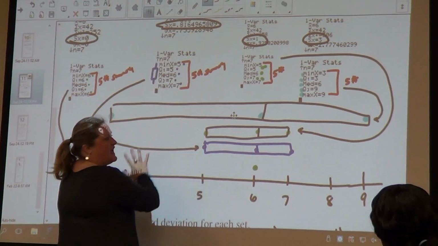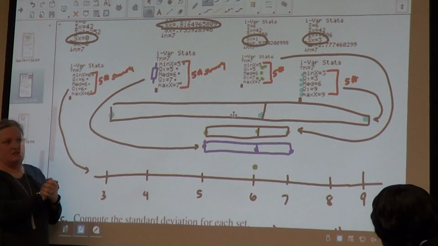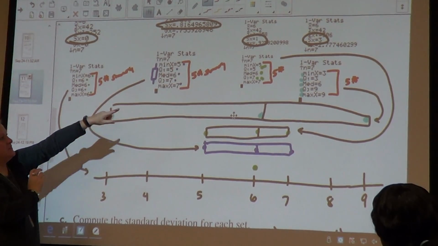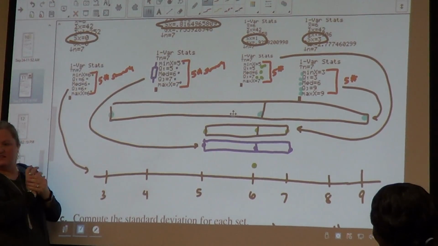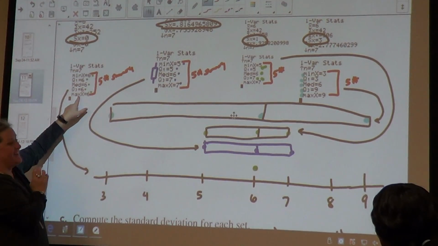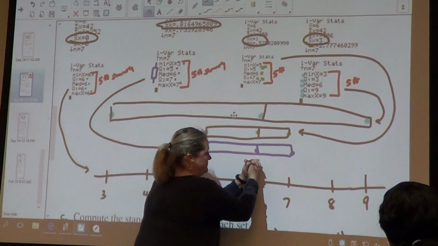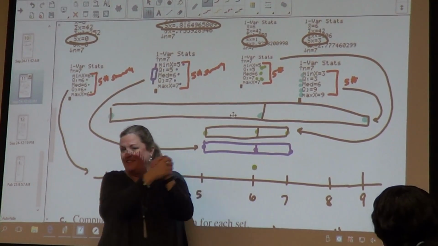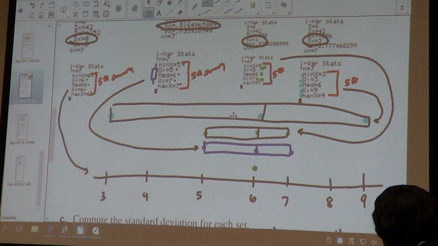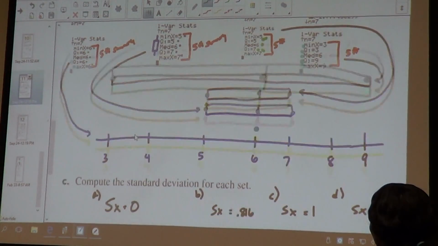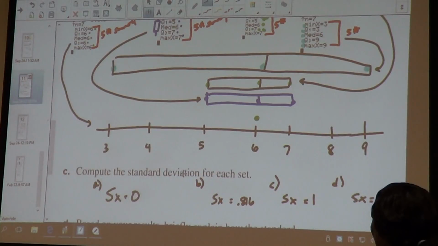So which one has the highest variation? The last one. Which one has the lowest variation? The first one. Oh, the first one, sorry. First. It has no variation. Everybody made the same score. It has 0 variation. All right, then question C says, compute the standard deviation.